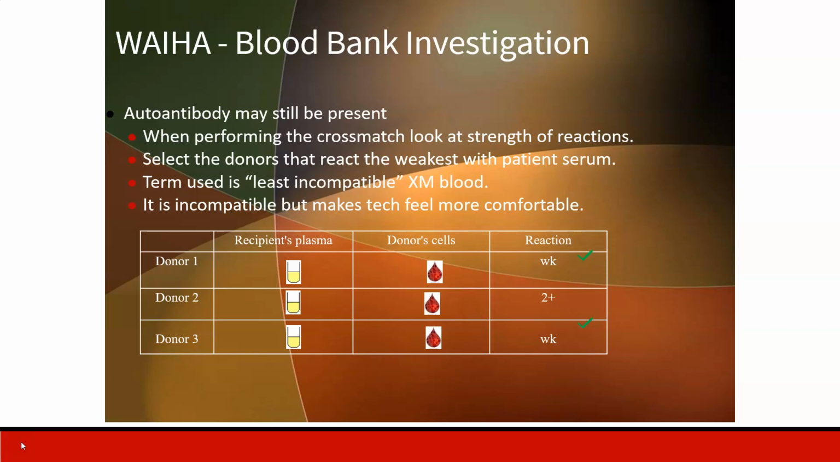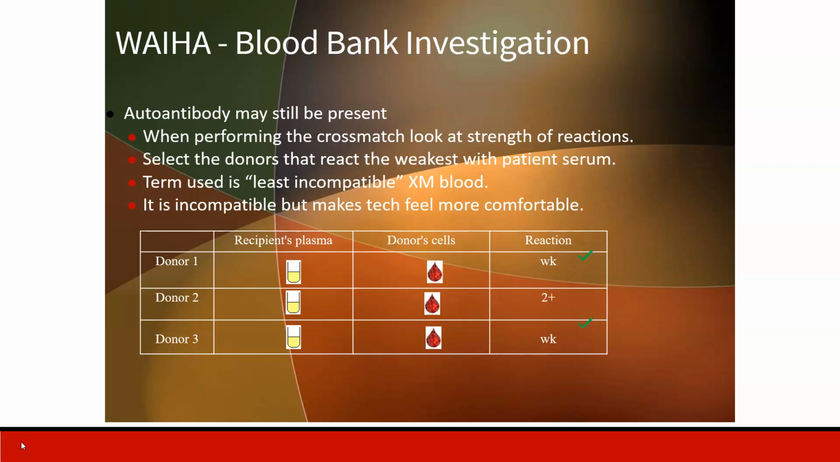So if you look at these 3 donors, we have a weak, which is usually microscopic, a 2+, and a weak. So I'm going to pick the weakest reactions. So let's say I had a 4+, a 3+, and a 3+. I would choose my 3+. And again, the term used for this type of cross-match when we select incompatible blood, we call it least incompatible. And that's just to make us feel better, because blood bankers do not want to transfuse incompatible blood.